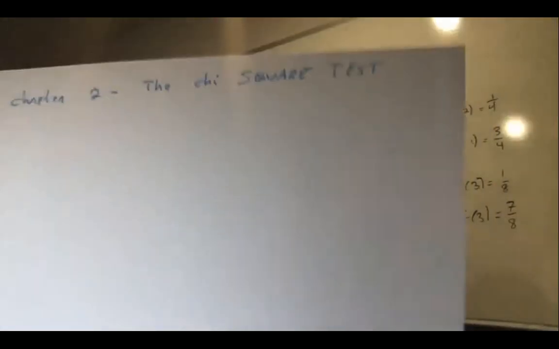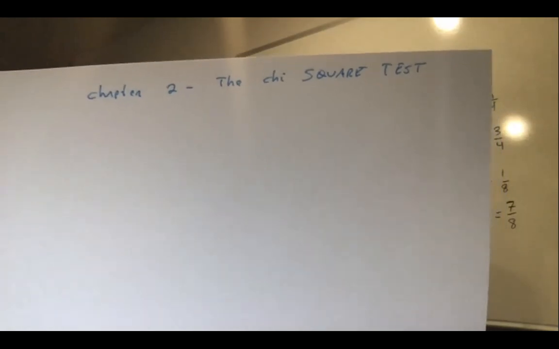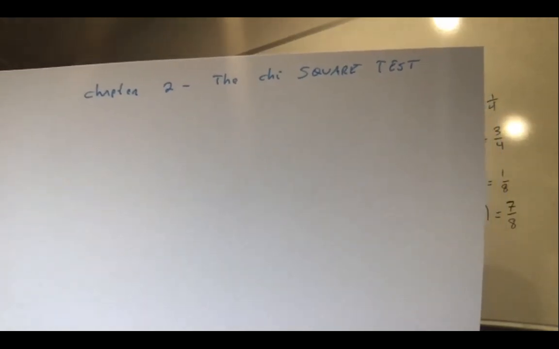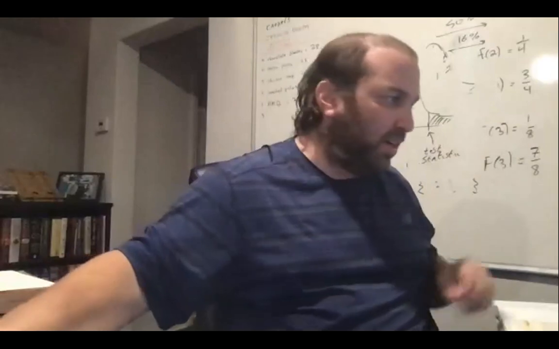So chapter 24 is on the chi-squared test. Chapter 24, the chi-square test. Let me spotlight me. I'm not sure if you guys see me big or not. Okay, the chi-squared test. As complicated as it sounds, it's actually not that bad, the chi-squared test.